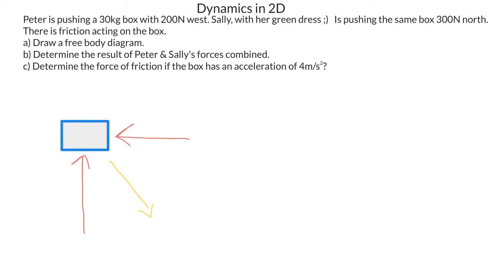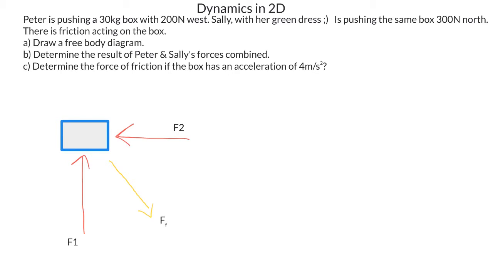And let's see if I can label these. I'm going to call this F1, and I will call this one F2, and then this one over here, this is the force of friction. Alright, so that's our free body diagram. That's really our answer for A.